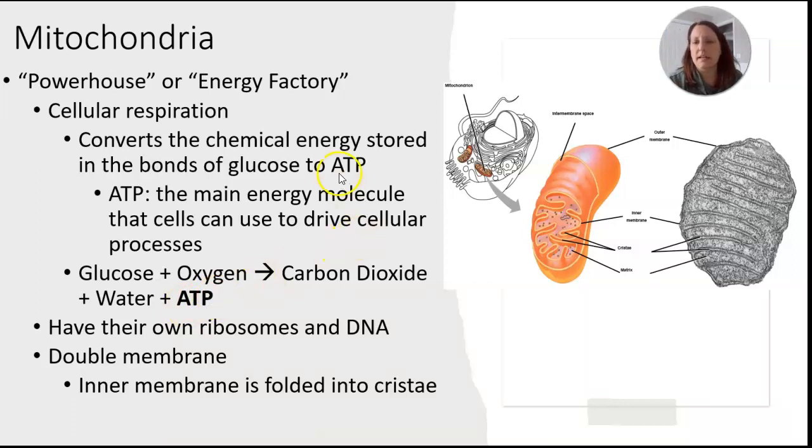And so in this image here, I have a cell, right? And if I pull out one of these organelles here, this is a mitochondria. It looks kind of like kidney bean shaped. This is also a double membrane organelle. So this is the second organelle that we've seen that has two phospholipid bilayers. Remember, the nucleus was one, and now the mitochondria is the second. So there are two membranes.